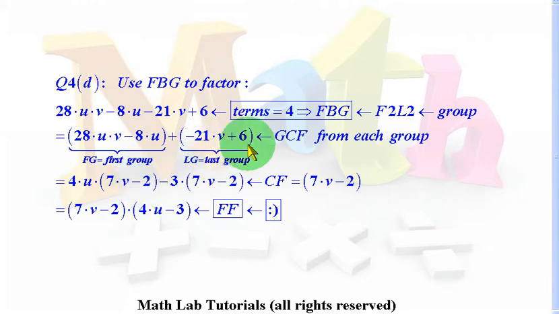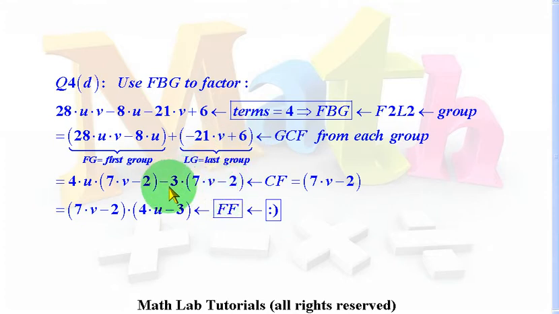Over here, for the GCF of the second group, we can either take out a 3, because 3 divides into 6 and into 21. But if you're really smart about it, you'll take out a minus 3. If you take out a 3, it's just an extra step. If you take out a minus 3, you're good to go right away. When you pull out a minus 3 as a GCF from the second group, the balance becomes 7v minus 2. You get minus 21v divided by negative 3 is 7v, and 6 divided by negative 3 is minus 2.